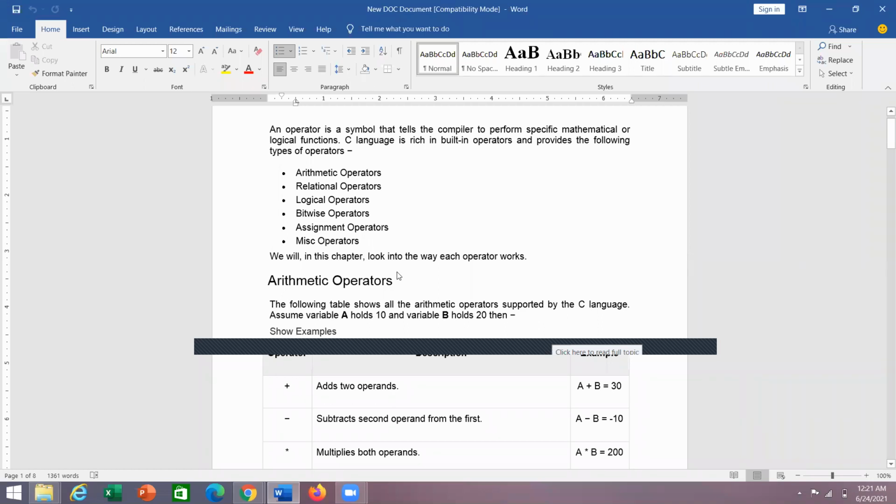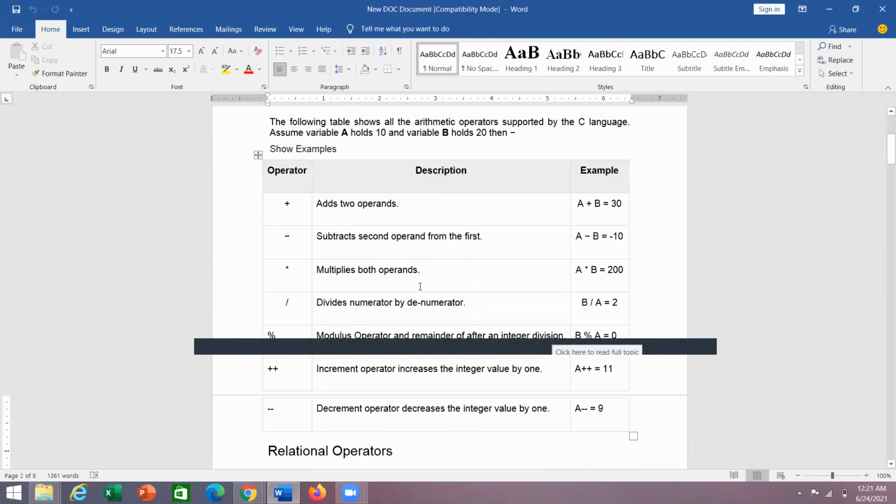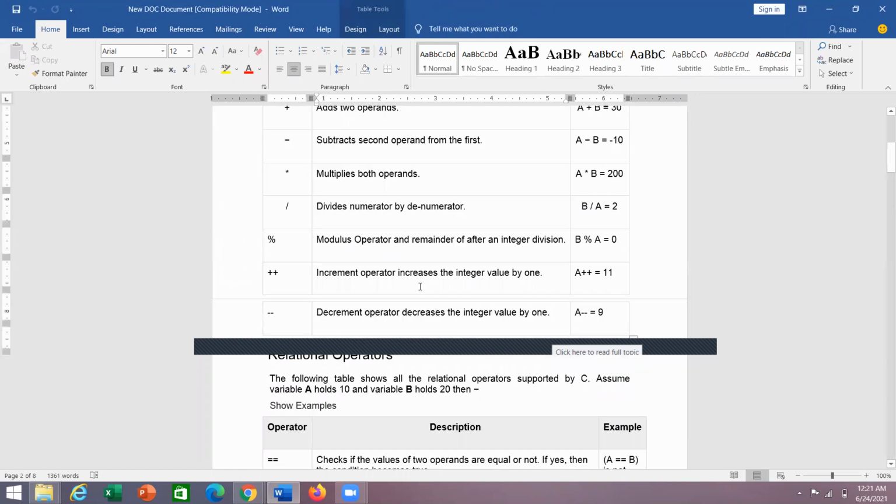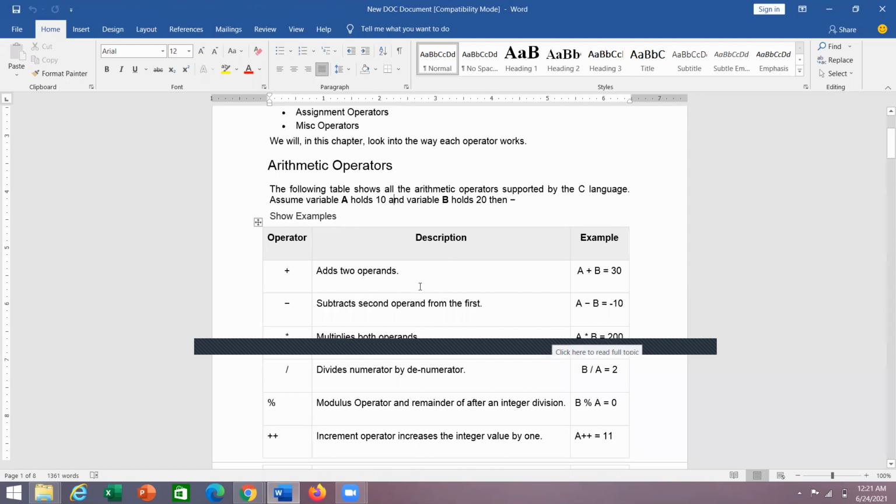Here we also use variables and data types when the operators are used. So we have different types of operators: arithmetical operators, relational operators, logical operators, etc. Now we are going to deal with the arithmetical operators. The following table shows all the arithmetical operators supported by the C language.